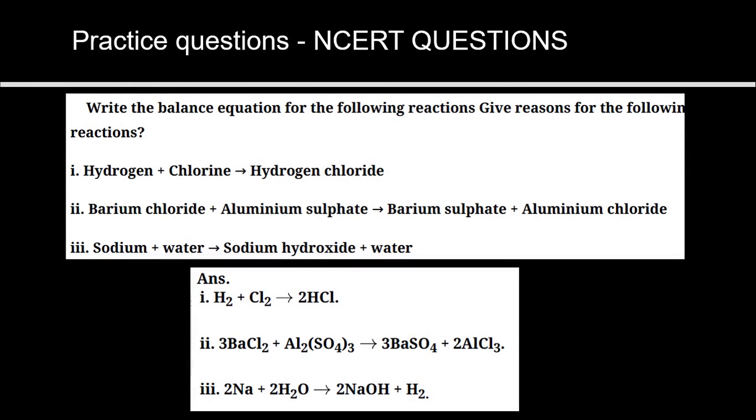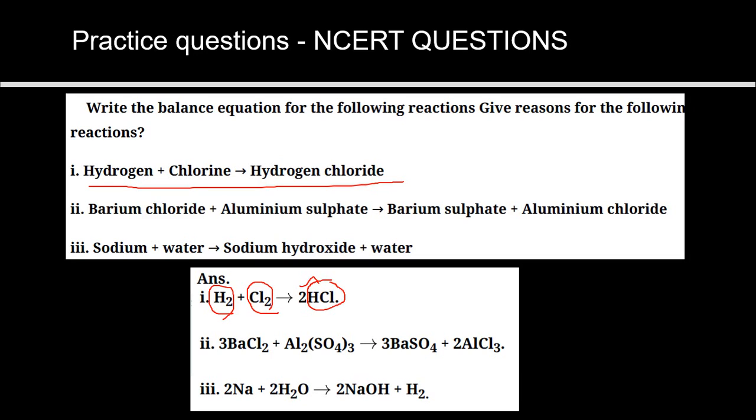Okay, that's all. Now we go to see some practice questions. See that they are given a word equation, they ask you to balance the equation. Hydrogen plus chlorine gives hydrogen chloride. What is the formula of hydrogen? H2. Formula of chlorine is Cl2. The product hydrogen chloride is HCl. So see that 2 hydrogen, 2 chlorine. So we need to multiply HCl by 2, we can get the balanced equation.